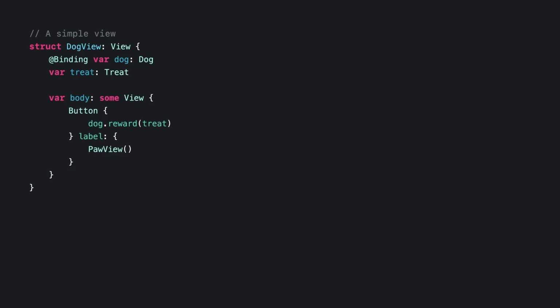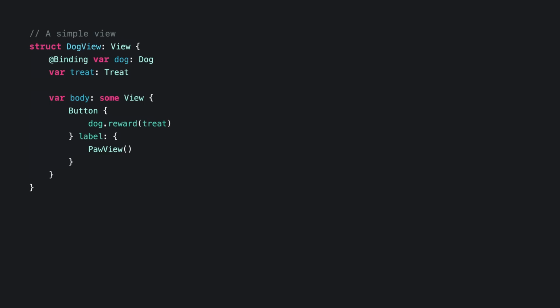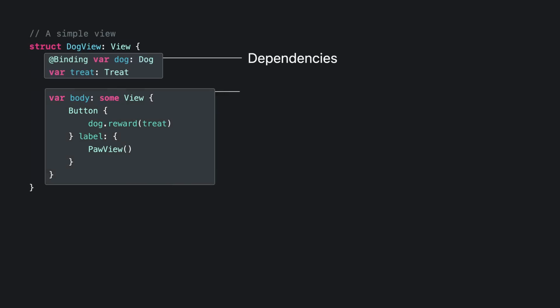To kick this discussion of dependencies off, let's look at a view. Here's a simple view. It shows a button that rewards a dog with a treat. Sorry, Luca, but I'm more of a dog person. Let's focus on the structure of the view. First, let's look at the top. There are two properties, one for a dog and another for a treat. These properties are dependencies of the view. A dependency is just an input to the view. When a dependency changes, the view is required to produce a new body. The body is where you build the hierarchy for the view. Diving into this view's hierarchy, we have a button with an action.